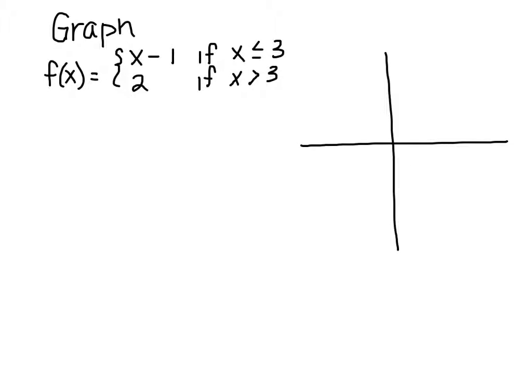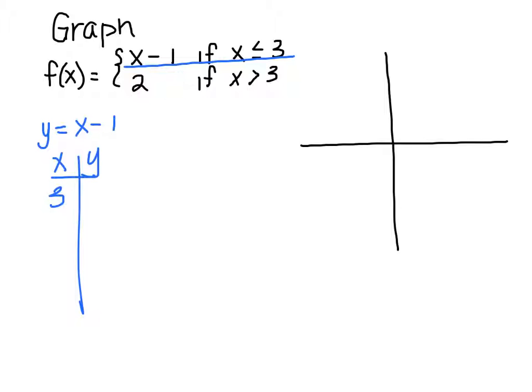To graph a piecewise function, I'm going to create a table of values for each domain. This first domain in this first table of values that I'm going to make is y equals x minus 1. So my x and y values, I have to be specific with my x values. If x is less than or equal to 3, then I want to use the number 3. I like to put a closed dot because I include 3. And numbers smaller, 2, 1.